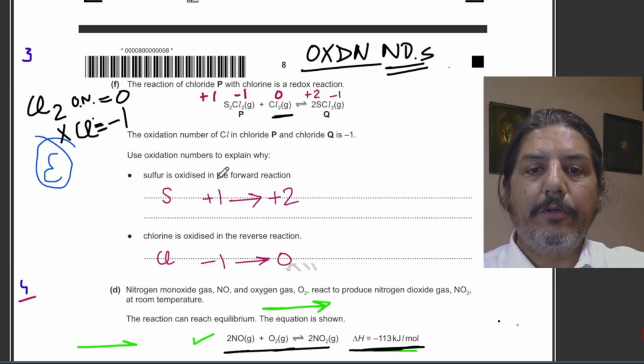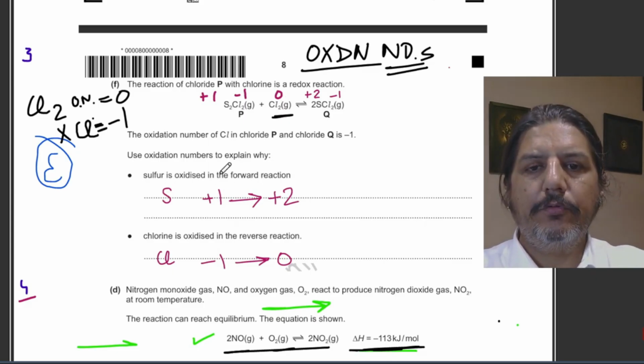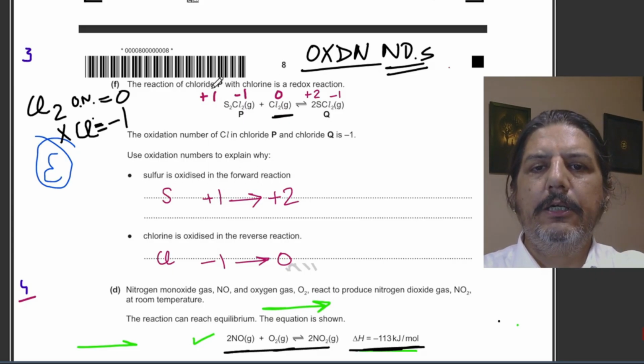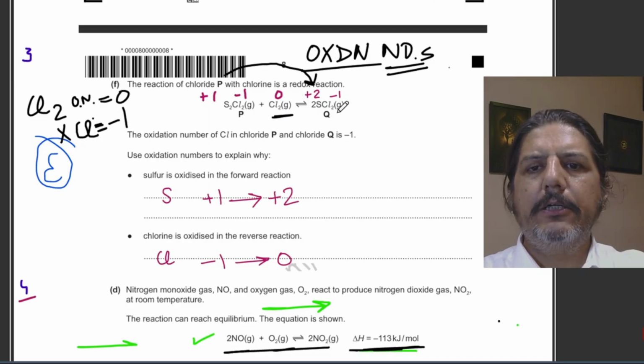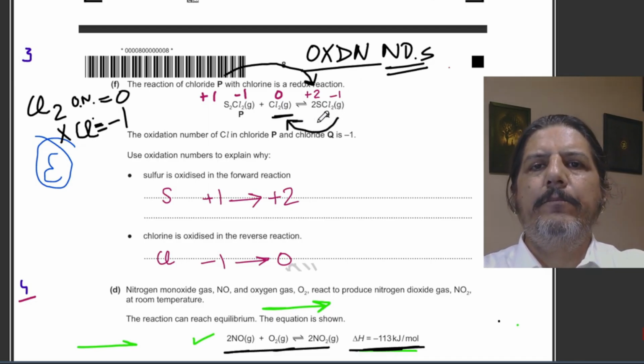So the question is, is sulfur oxidized in the forward direction? Yes, of course, because it goes from +1 to +2. This is what we discussed right now. Is chlorine oxidized in the reverse reaction? Yes, it is oxidized because it goes from -1 to 0. Hope this makes sense.